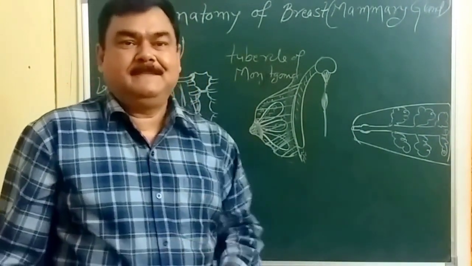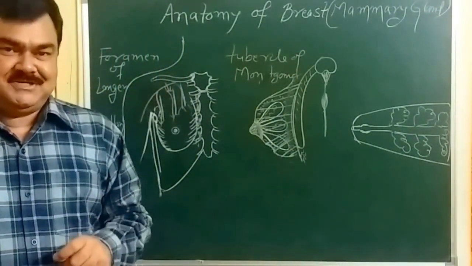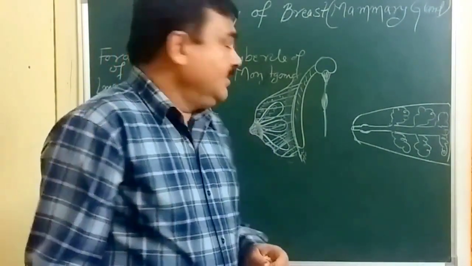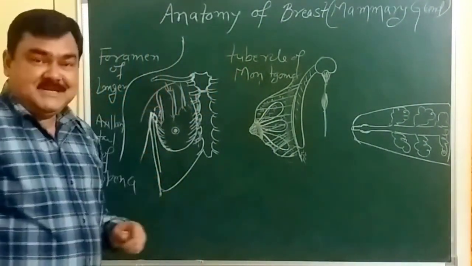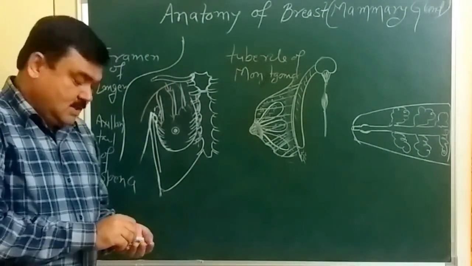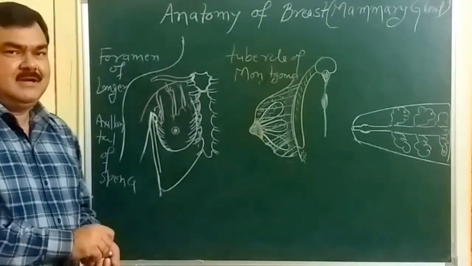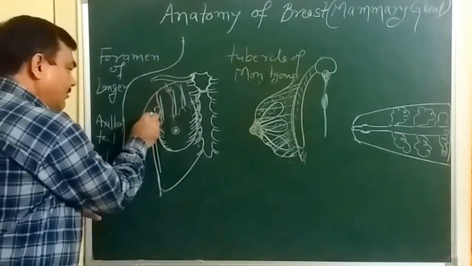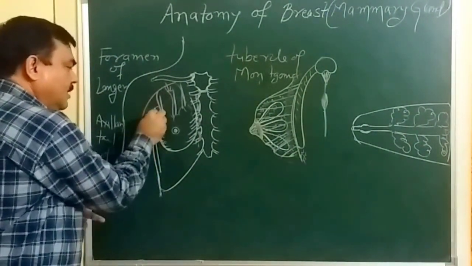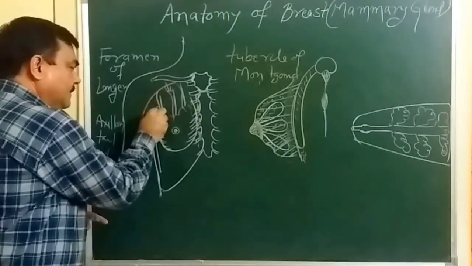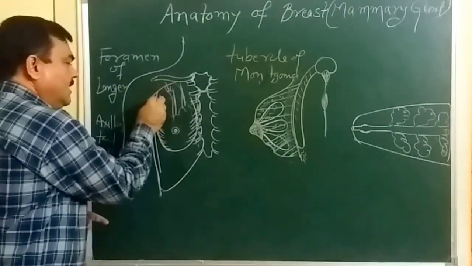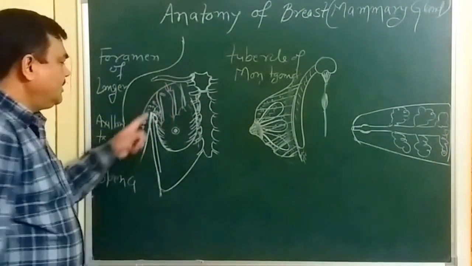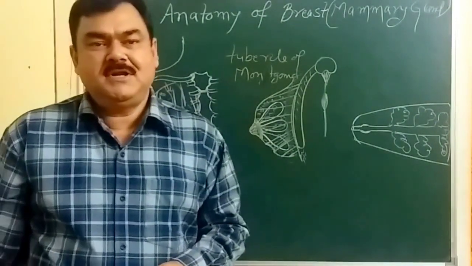Now the important thing is lymphatic drainage. Lymphatic drainage is clinically very important. Of the lymphatics of the breast, about 75% go into the axillary group of lymph nodes. In the axilla, there are 5 groups of lymph nodes. This is the lateral group, then there is the anterior group, the posterior group, the central group, and the apical group. So these are the 5 groups of lymph nodes present in the axilla.